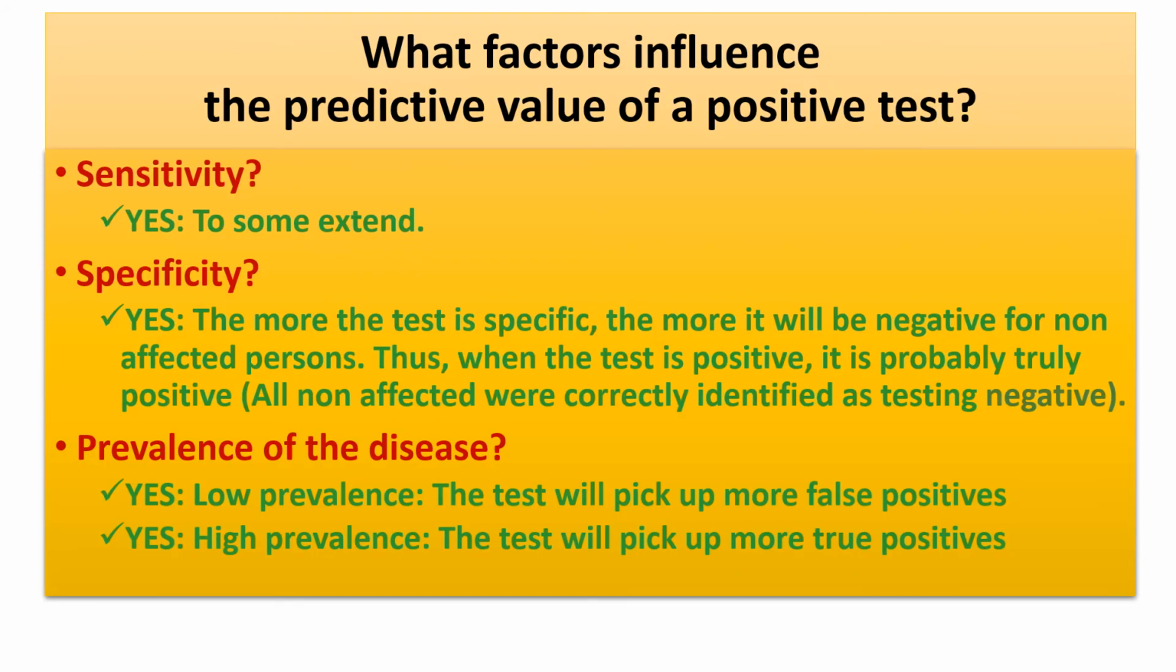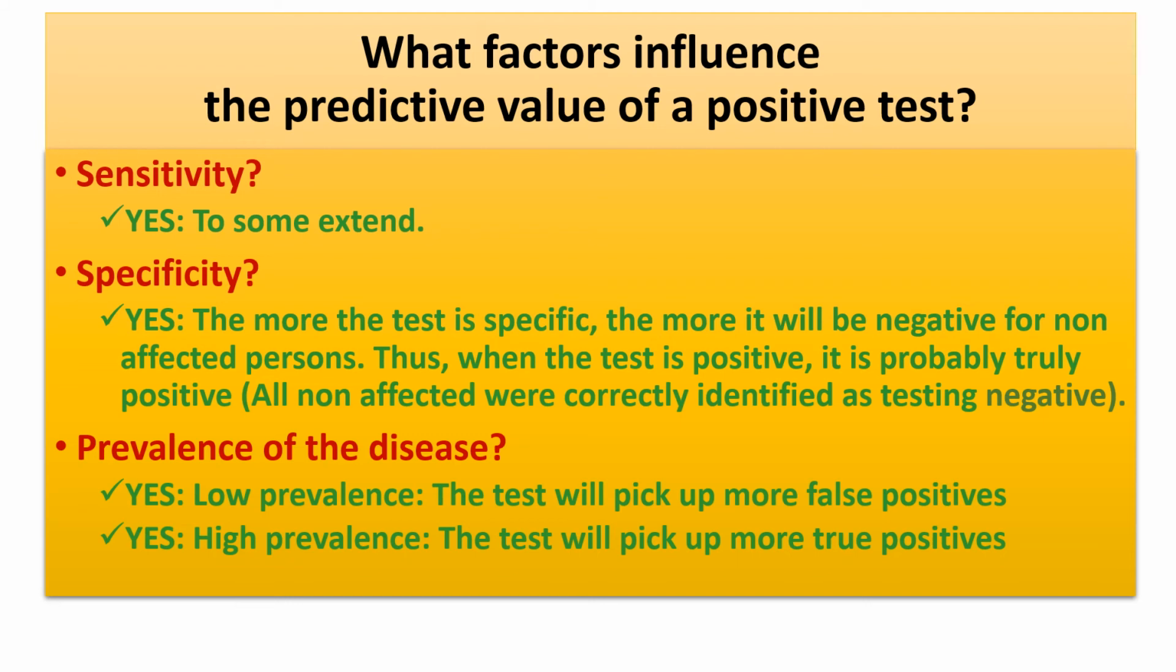Now we have a question. What factors can affect the predictive value of a positive test? Sensitivity? The answer is yes. To some extent, sensitivity can affect the predictive value of a positive test. What about the specificity? The answer is again yes. The more specific the test is, the more it will be negative for non-affected persons. Therefore, when the test is positive, it is probably truly positive.